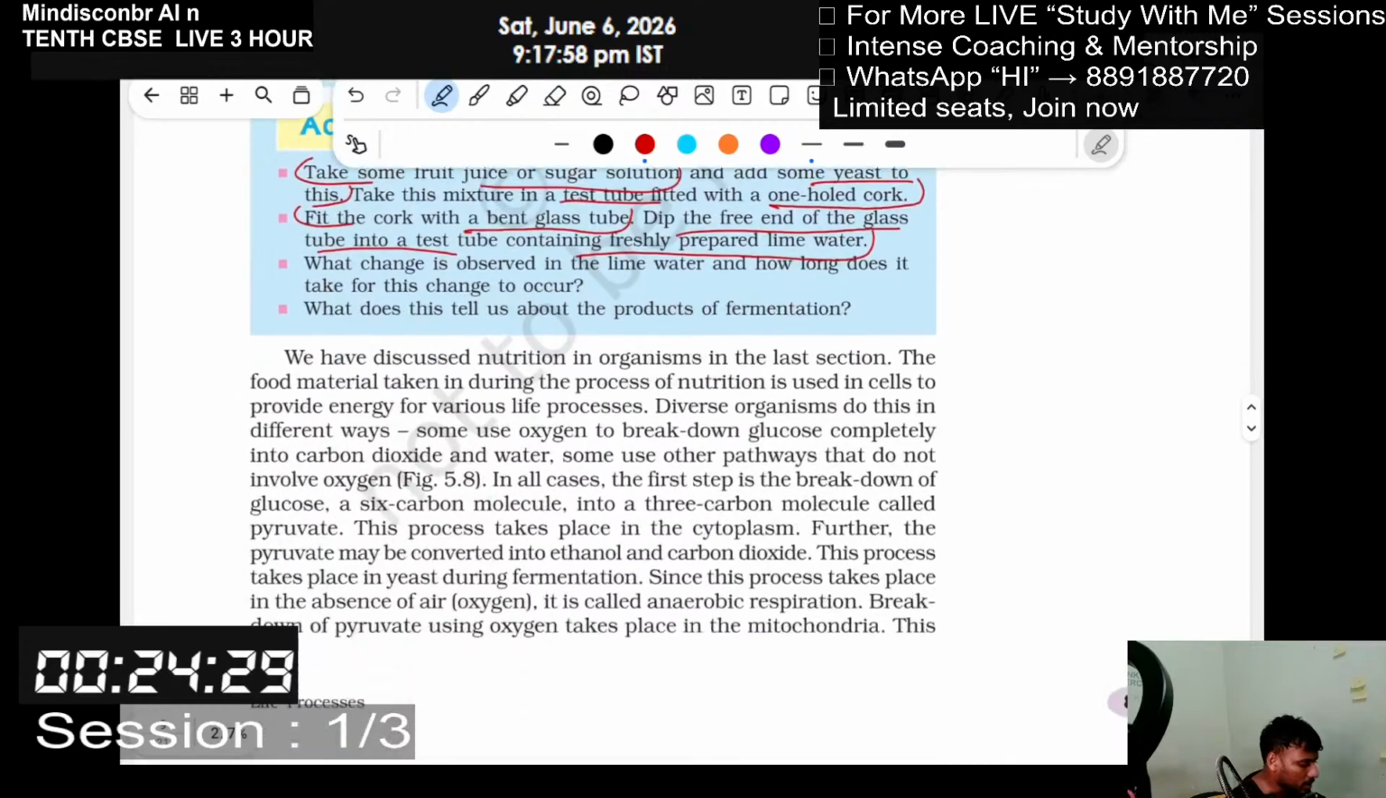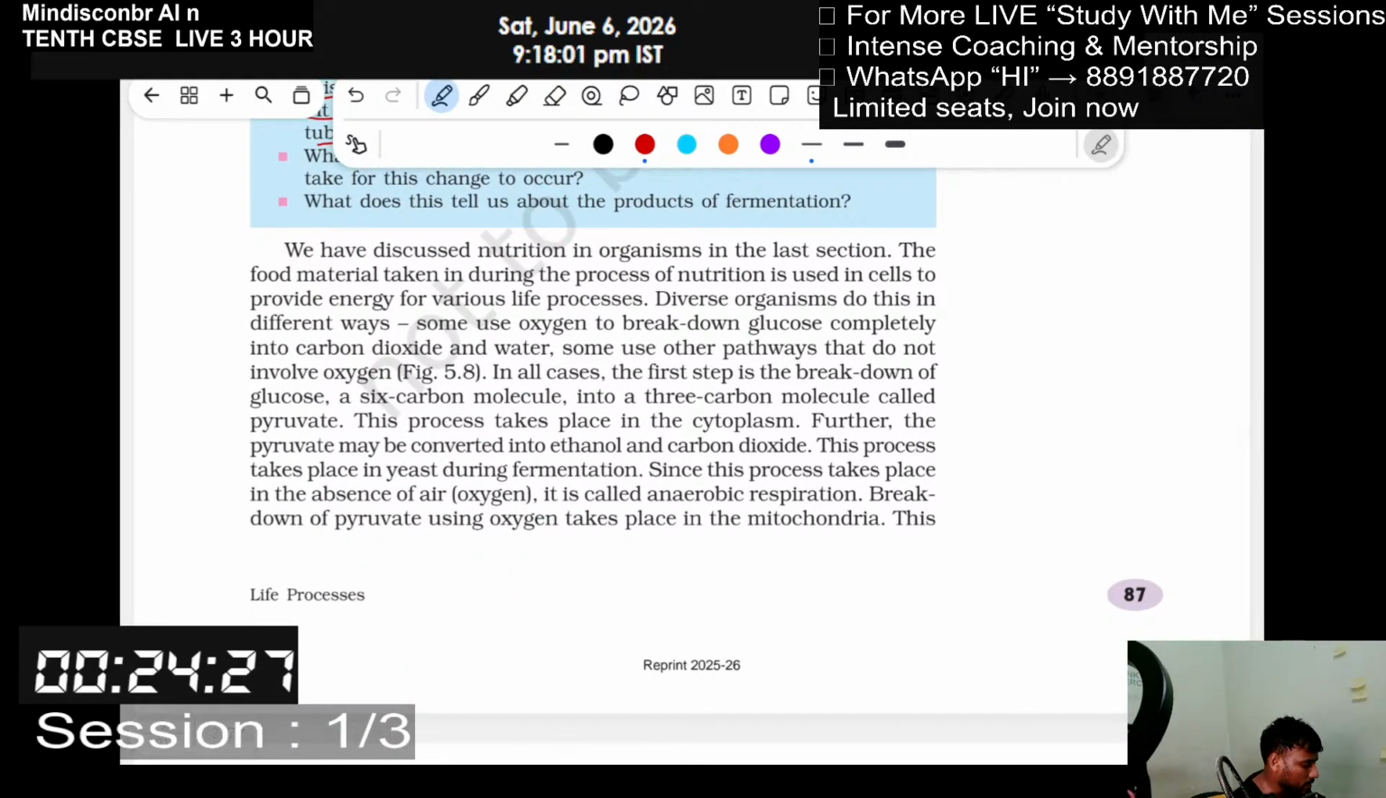We have discussed nutrition in organisms in the last section. The food material taken in during the process of nutrition is used in cells to provide energy for various life processes. Diverse organisms do this in different ways. Some use oxygen to break down glucose completely into carbon dioxide and water. Some use other pathways that do not involve oxygen. In all cases, the first step is the breakdown of glucose, a 6 carbon molecule, into a 3 carbon molecule called pyruvate. This process takes place in the cytoplasm.